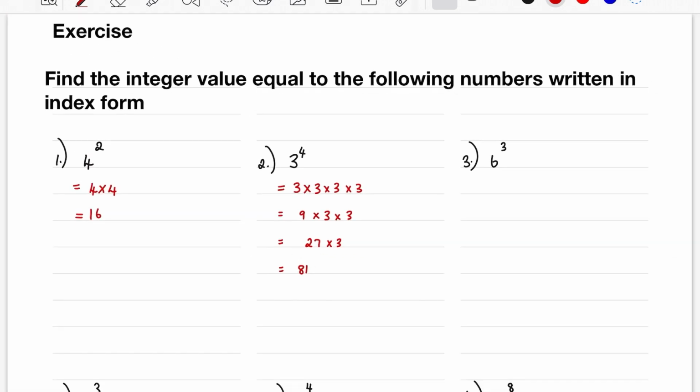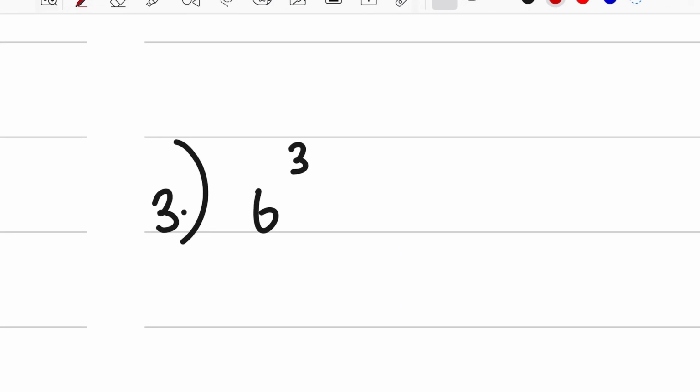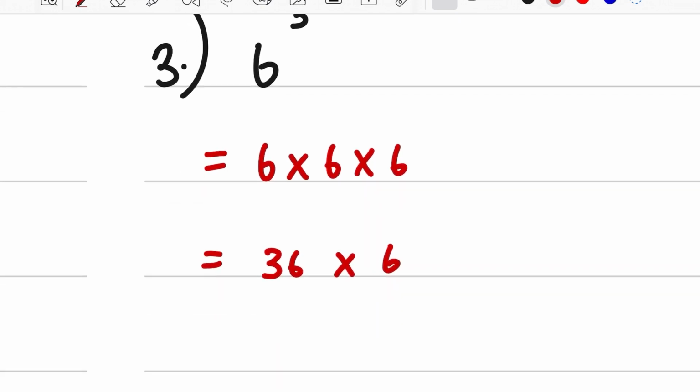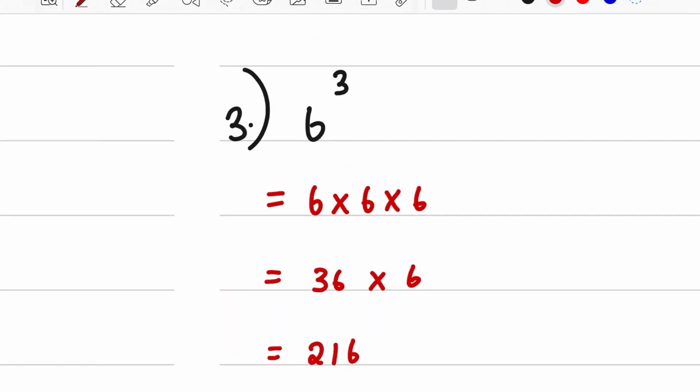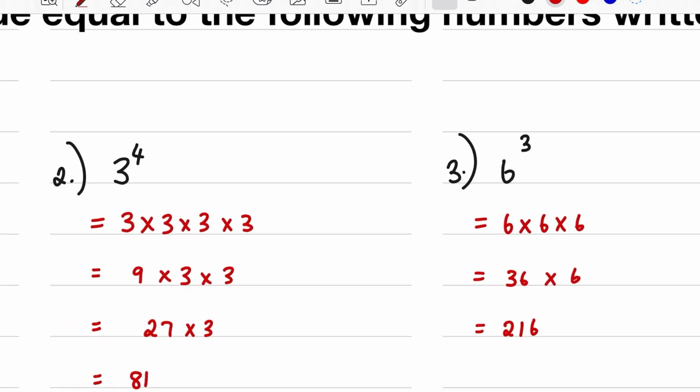For question 3, we have 6 to the power of 3, or this is also known as 6 cubed. So 6 cubed is 6 times 6 times 6. Multiplying from left to right, 6 times 6 is 36. So now we need to look at 36 times 6. 36 times 6 is going to be 216. That's your answer for question 3.